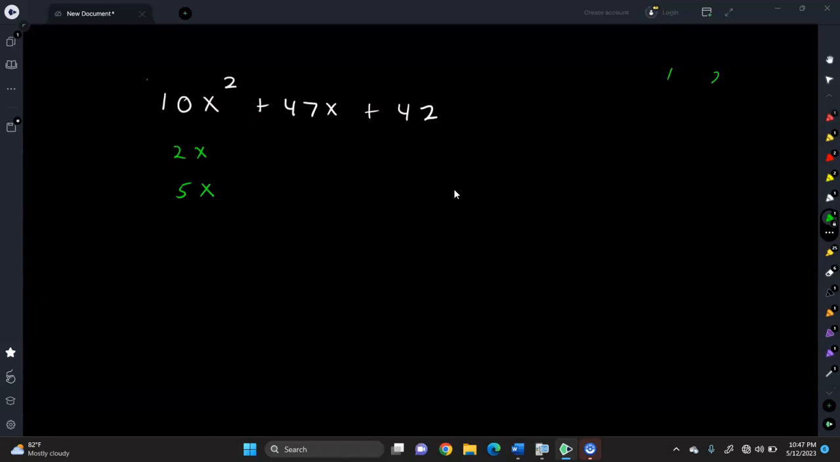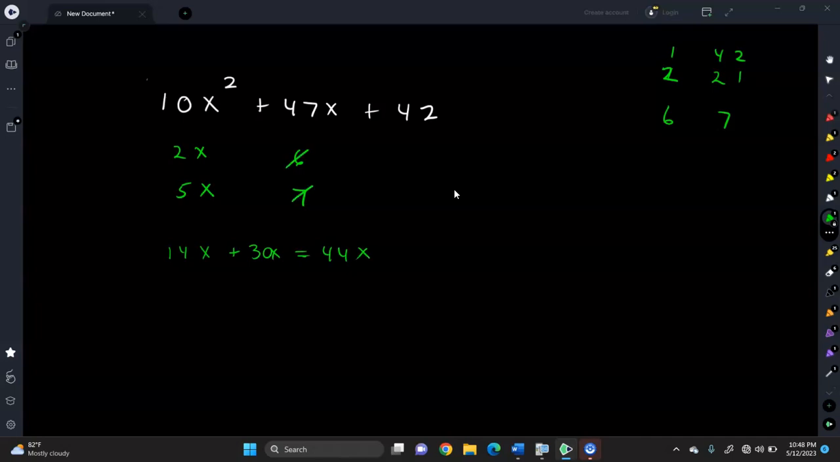For 42, we've got lots of options: 1 and 42, 2 and 21, and 6 and 7. I think I'd like to try the 6 and the 7. As I'm writing it in here, I can see that that's not quite right. Cross multiplying, I get 14x plus 30x, which gives me 44x. So that doesn't work.